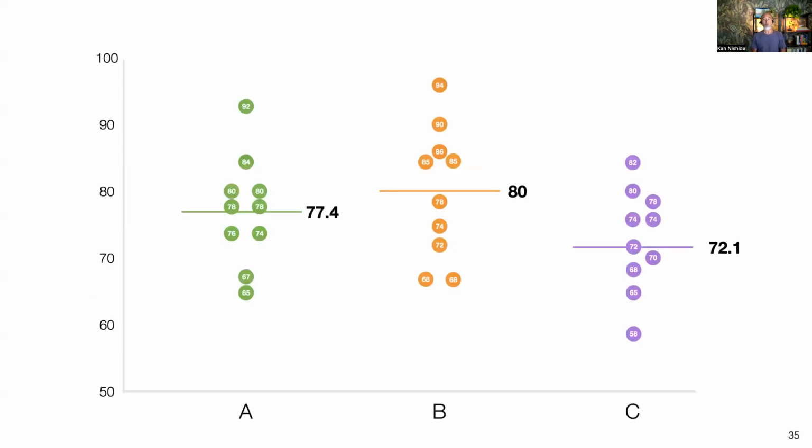Okay, so originally we had this data, right? We have the three schools in green, orange, and purple. Now I brought in another variable called sex, which has two values, male and female. The female is pink and the male is blue.